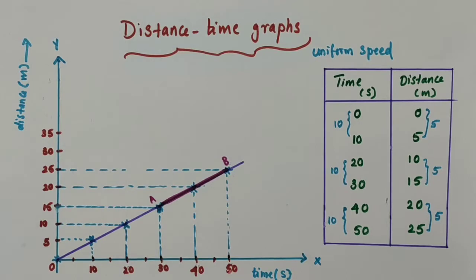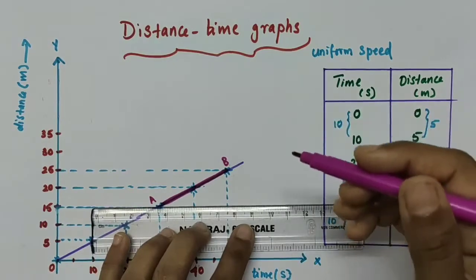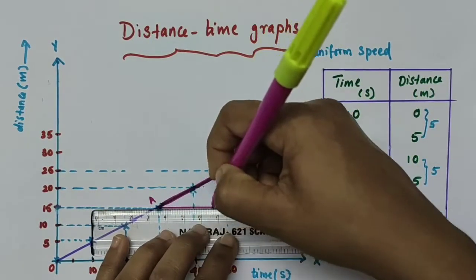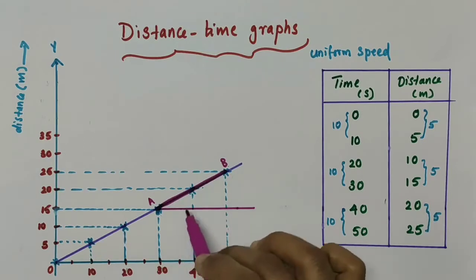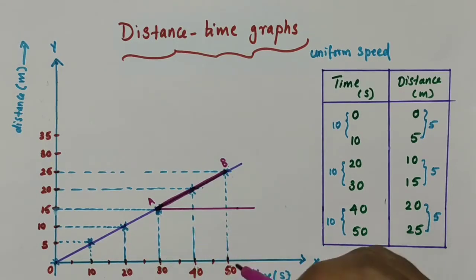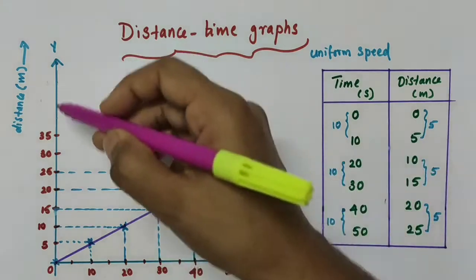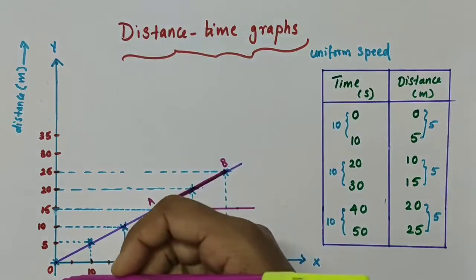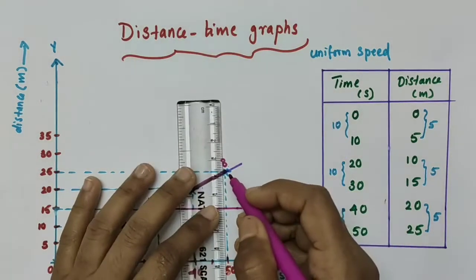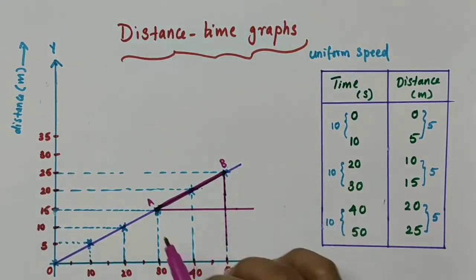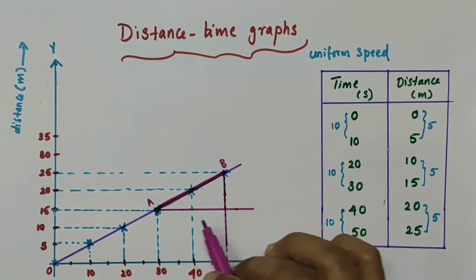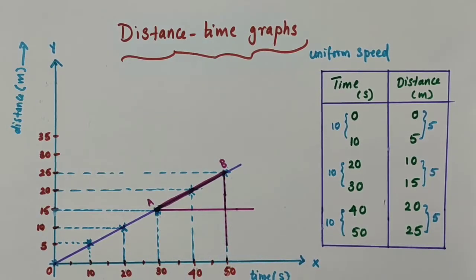Now we want to draw a line from the point A which is parallel to the time axis, the x-axis, where the time values are marked. Then we want to draw another line from the point B, parallel to the y-axis where the distance values are marked. First I have drawn a line from the point A parallel to the x-axis where the time values are marked.